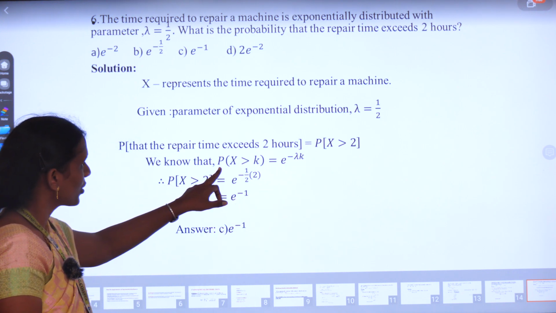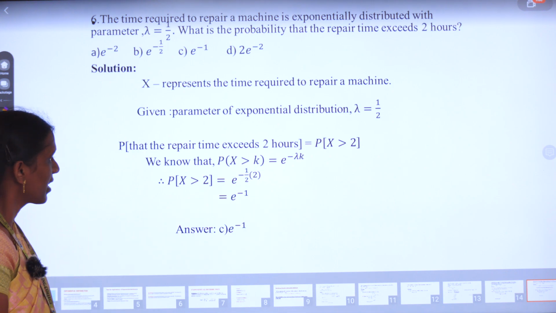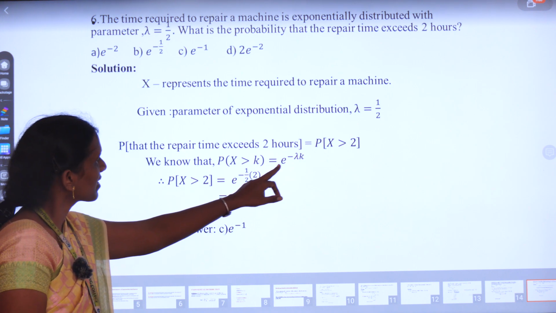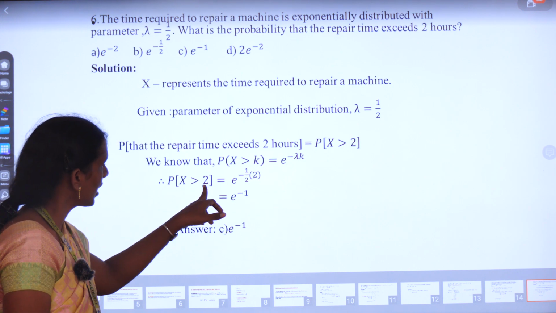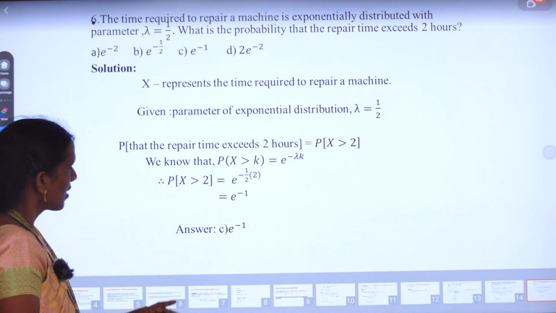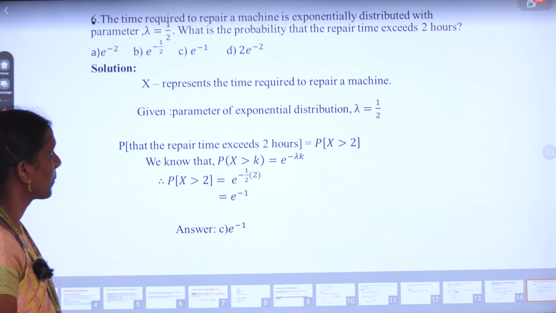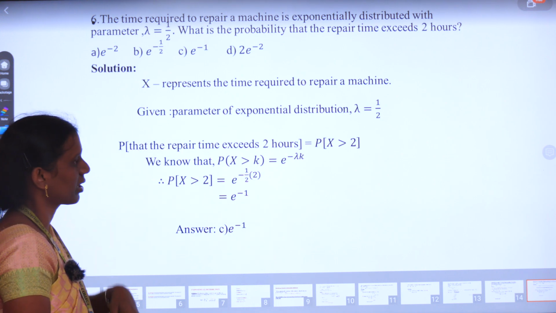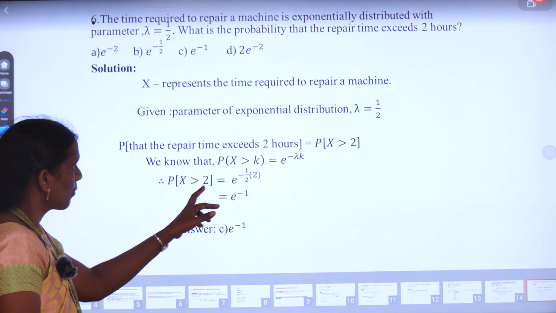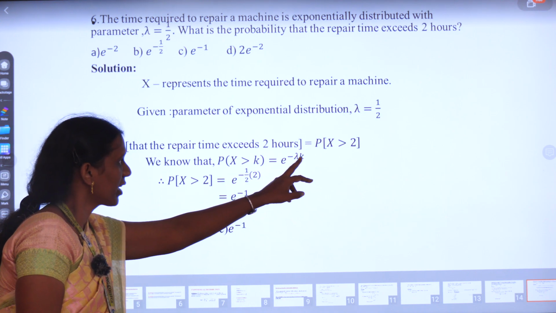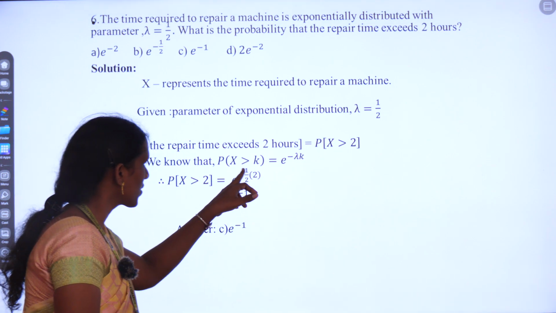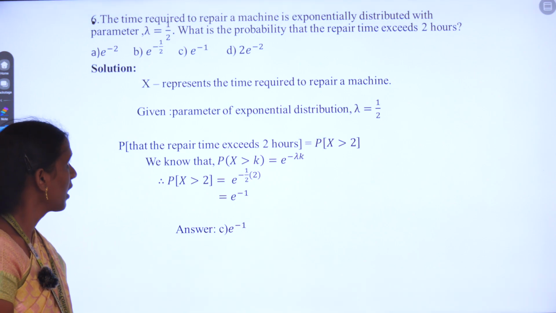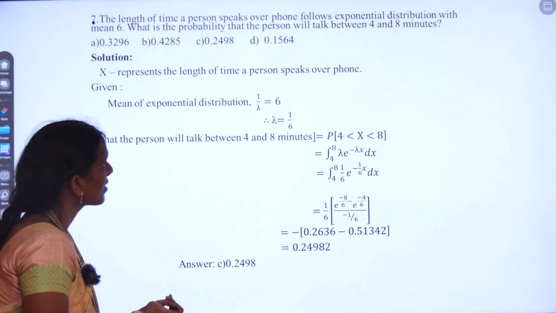So the same formula we are going to use: P of x greater than k is equal to e power minus lambda k. So the probability of x greater than 2 is equal to e power minus lambda, which is 1 by 2, into k, whose value is 2. This is equal to e power minus 1. So the answer is option C, e power minus 1. In this problem, the parameter lambda is given directly and we were asked to find the probability. So remember, whenever we are asked to find the probability of x greater than some value, we can use this formula: probability of x greater than k is equal to e power minus lambda k. So this was problem number 6.